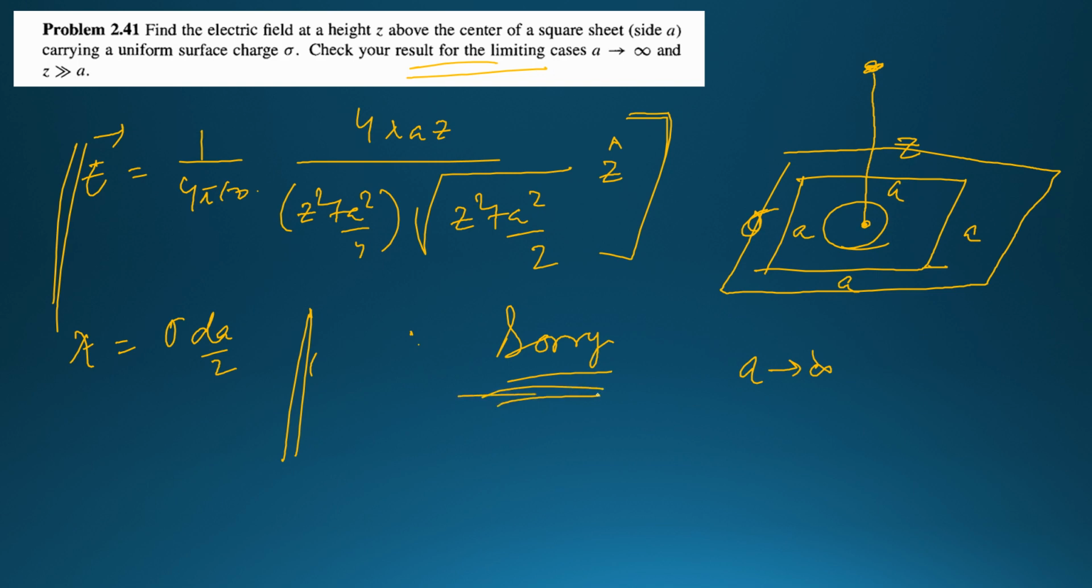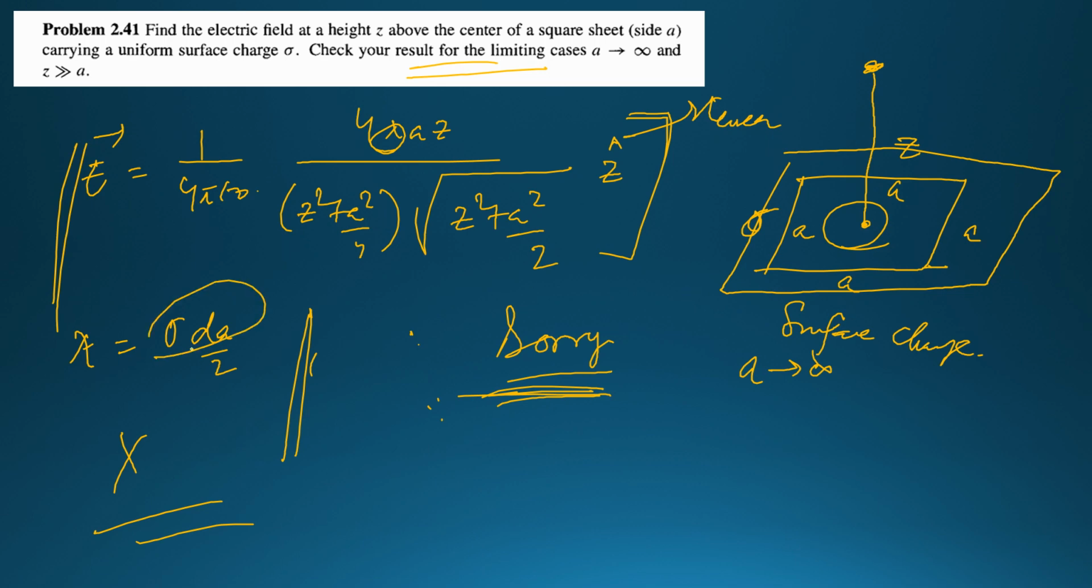I was trying to solve it, but I'm unable to. This formula is for linear charge density, you can see lambda is there. But here it is surface charge density, area charge. So for that, how to calculate? Lambda is equal to sigma dA. No, I'm unable to solve it.